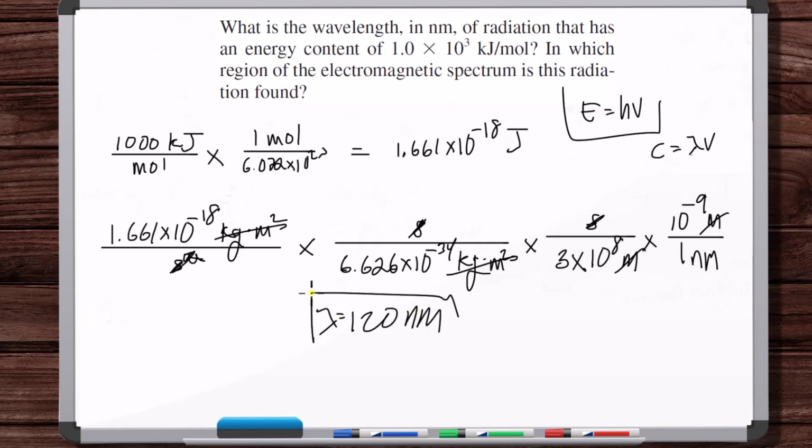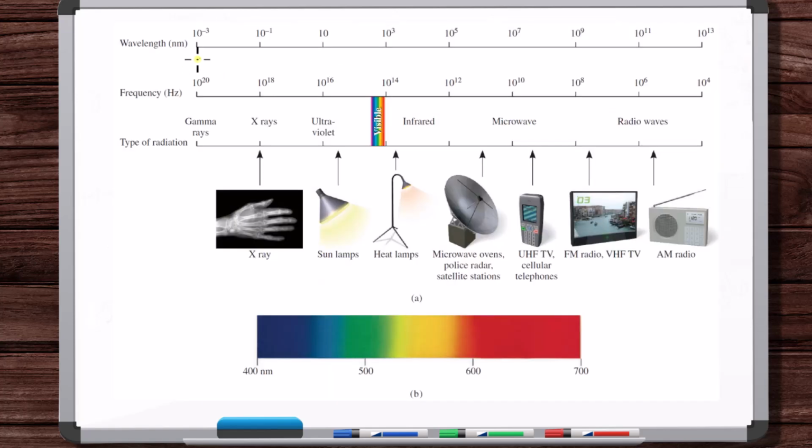Okay, now what region of the electromagnetic spectrum is this? That's right around in here. The visible region goes to 400. So no, we're not in the visible light region. We're in the ultraviolet region.